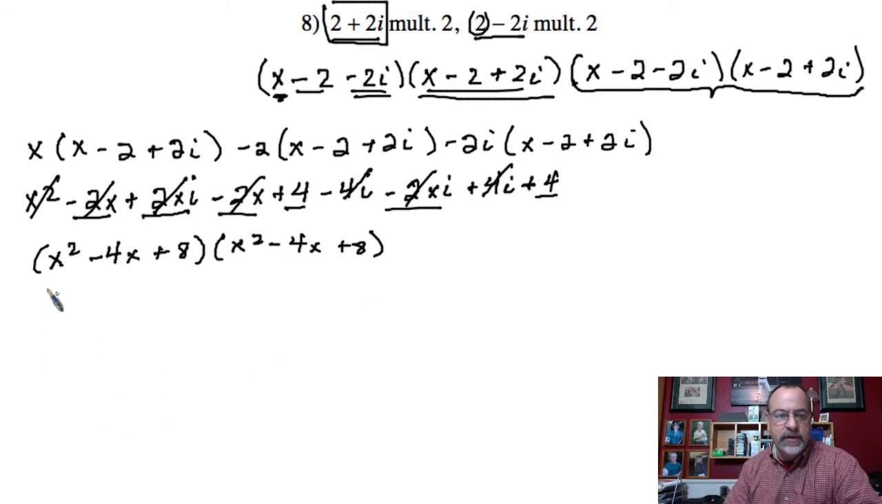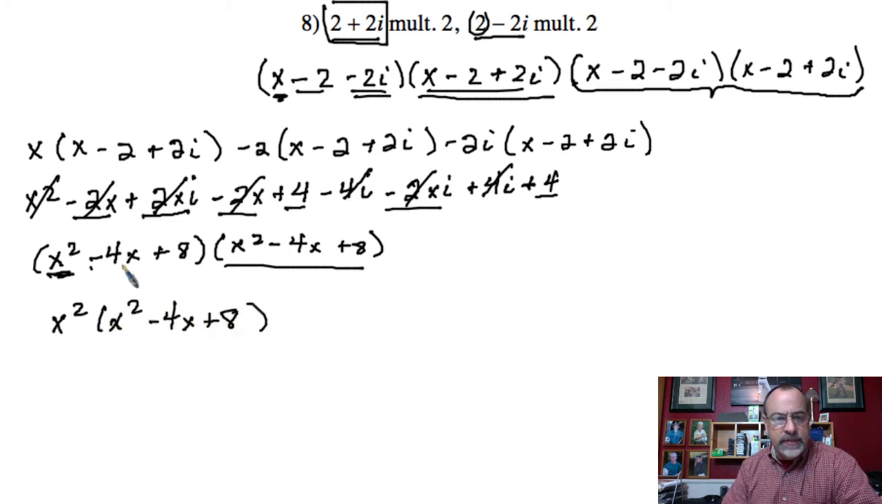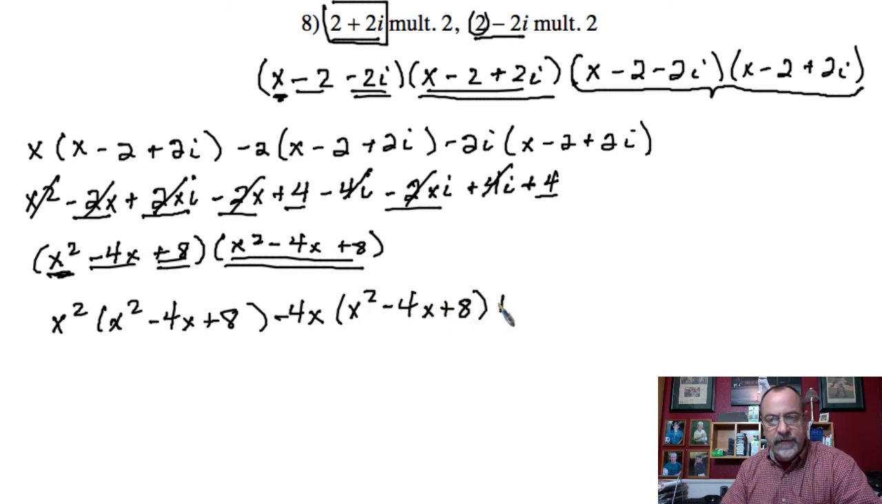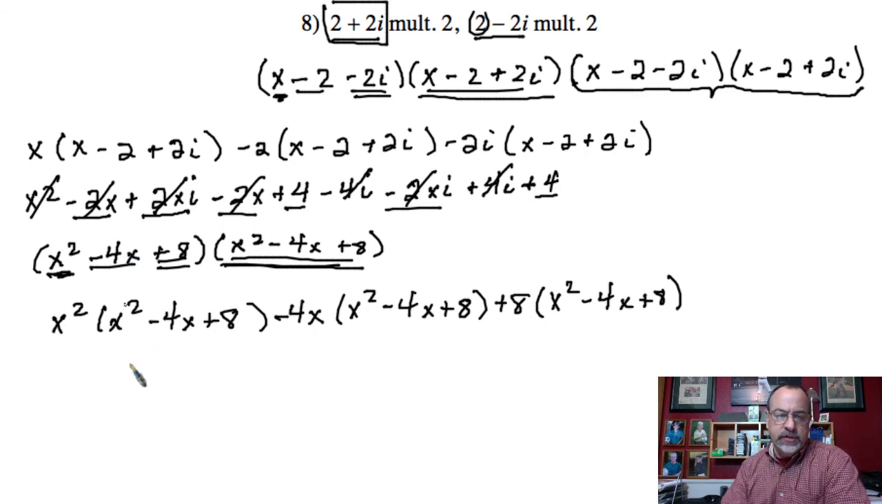And again, it's simply the distributive property. So I'm going to take this x squared and multiply it times this whole trinomial, x squared minus 4x plus 8, and then I'm going to take negative 4x, and I'll multiply it by this trinomial, x squared minus 4x plus 8, and then I'm going to take this positive 8 and multiply it by this trinomial, x squared minus 4x plus 8. And then we will just distribute this out.